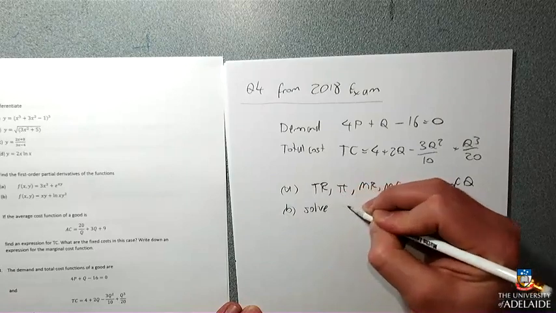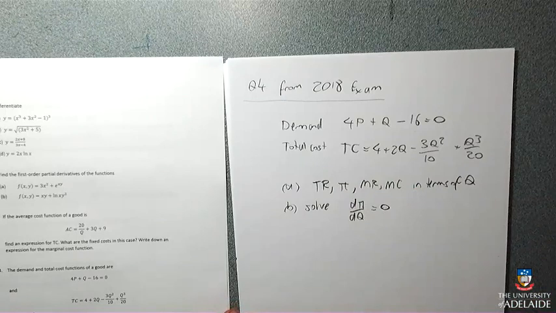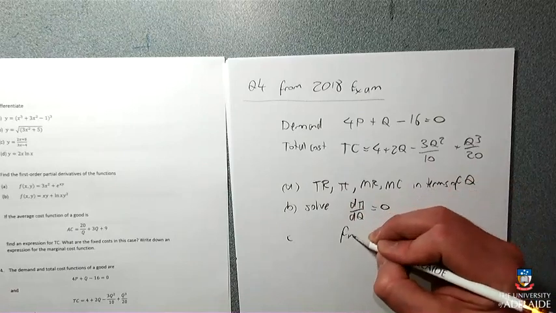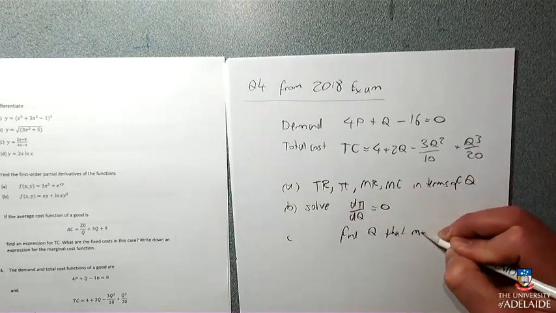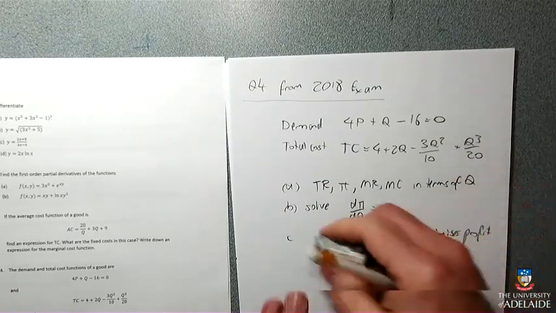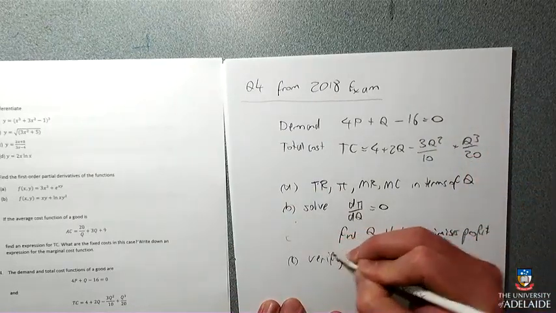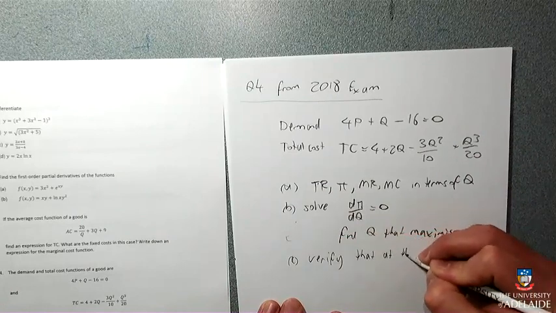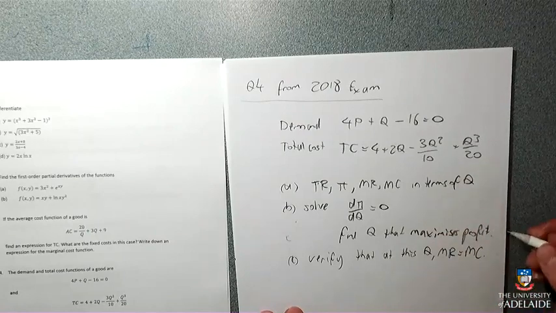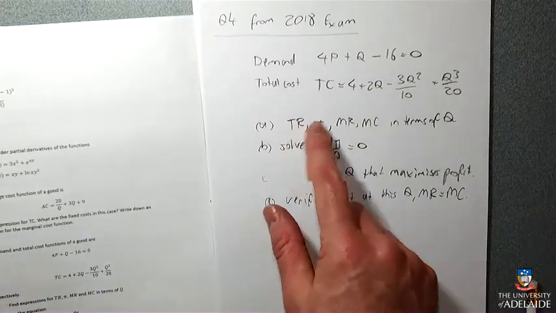You don't have to write this if you don't want, but I have to because I have to give your thing back. It'll just be easier when I scan this to have it on the page, and then I can draw on this. Find Q that maximizes profit. This Q, MR equals MC. Okay. So there's a lot going on here in this question, and there's a lot to do, because this one's really 1, 2, 3, 4 things.